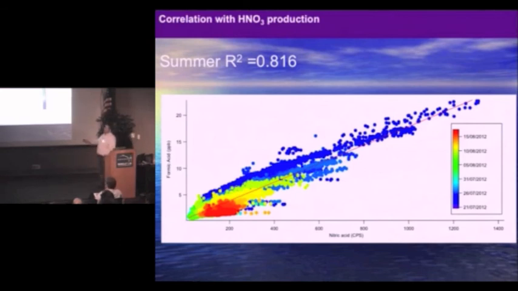So I've got a plot here of formic acid versus nitric acid. In this particular case, this was done in the summer. This is counts per second because we haven't really calibrated it properly, and we're just going through that procedure now. What you'll notice is that the formic acid nicely correlates with nitric acid.